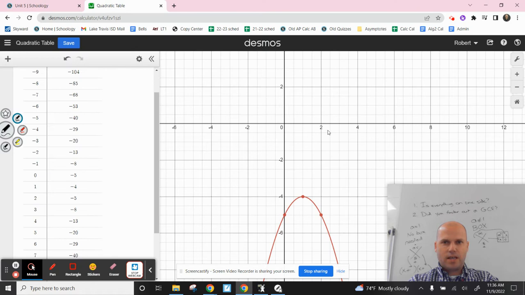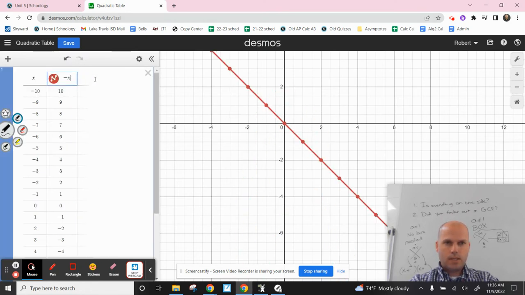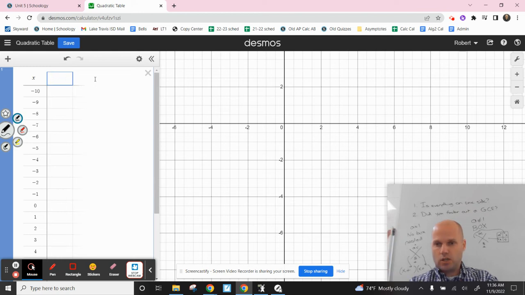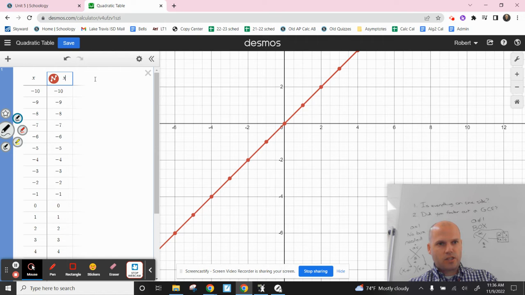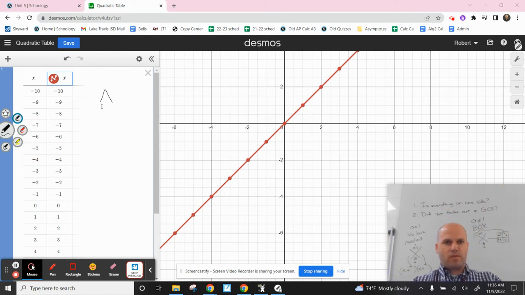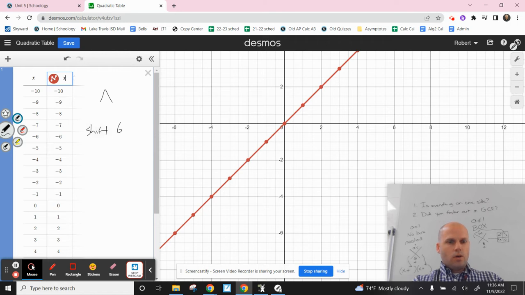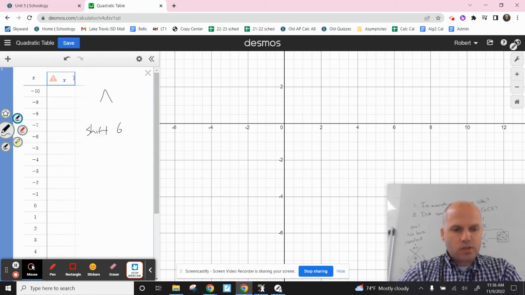X squared minus 10x plus 25. Let's say you deleted the whole thing. What do you do? X, use the little caret symbol that's above the 6, so shift 6 on your computer. If you are using your calculator, you could just type in x squared. So x, shift 6, there's the square.